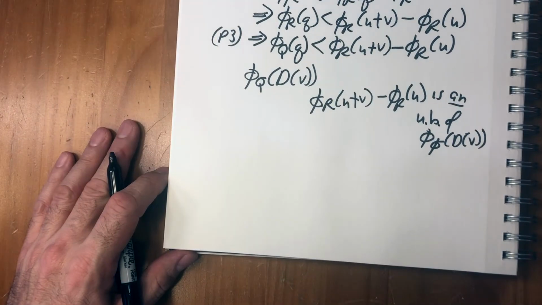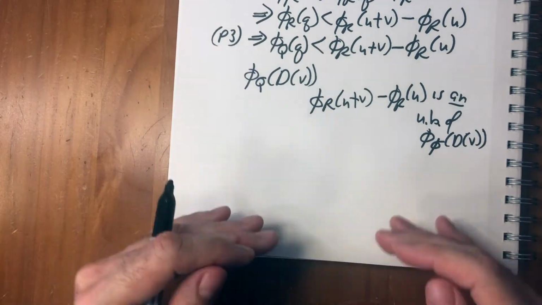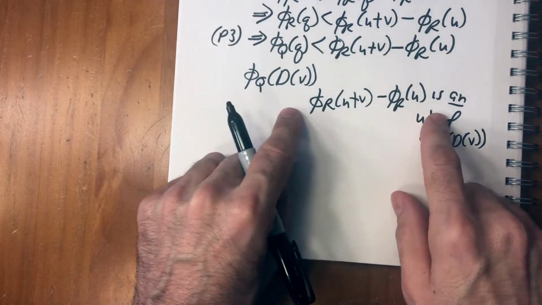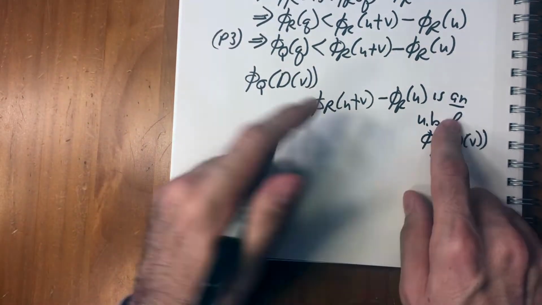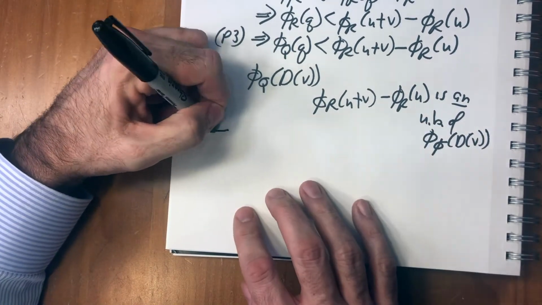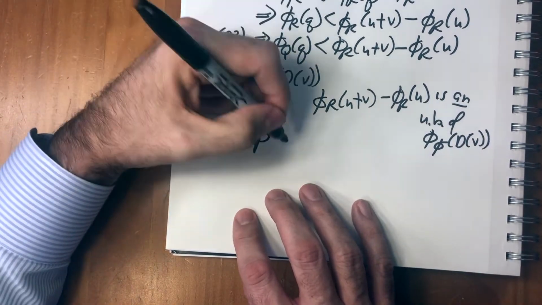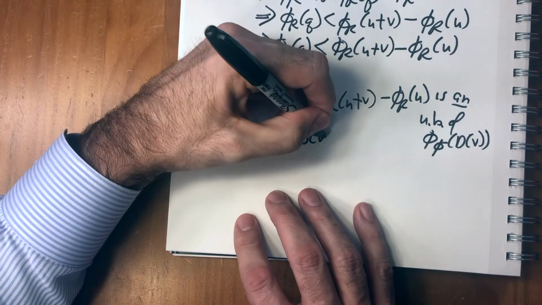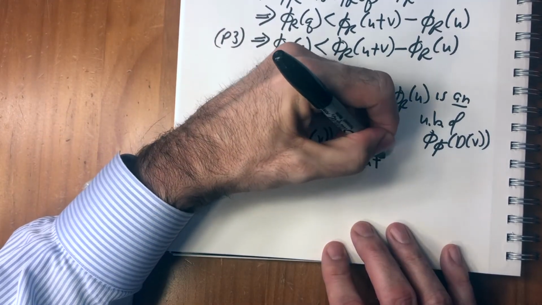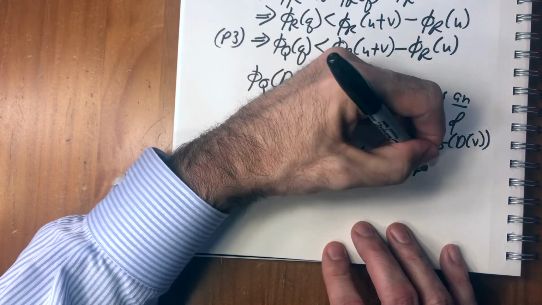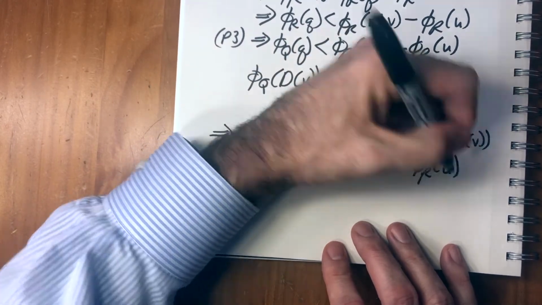We're very close. Now we do the same thing that we did last time. If this is an upper bound of this, then the least upper bound of this has to be less than or equal to this. So therefore, the least upper bound of phi q of dv is less than or equal to phi r of u plus v minus phi r of u.